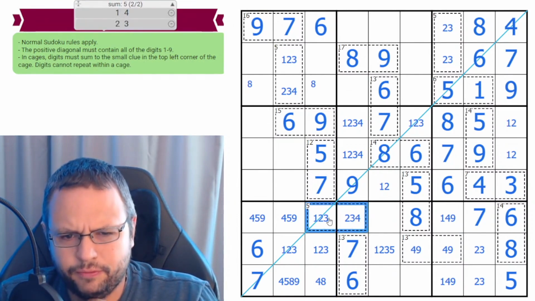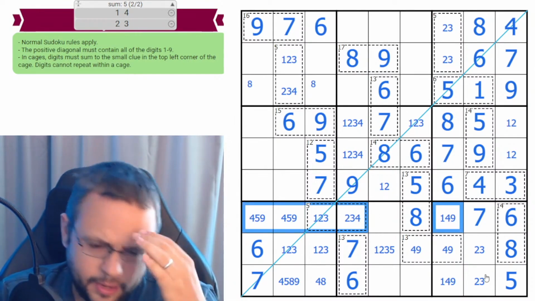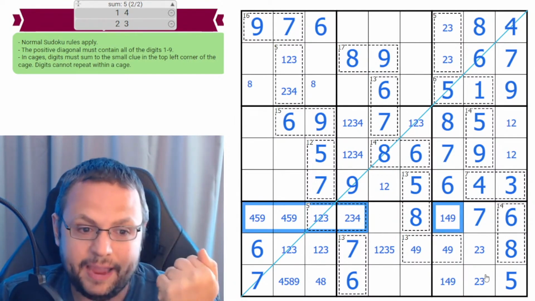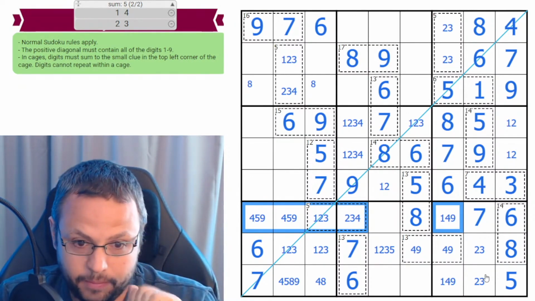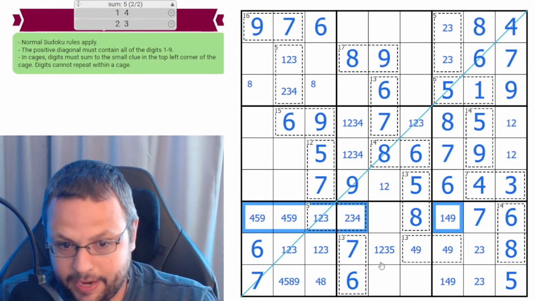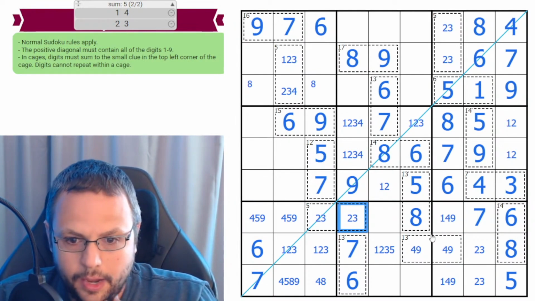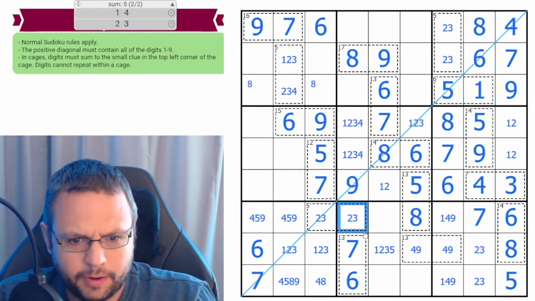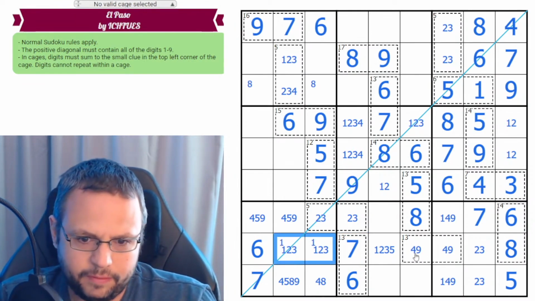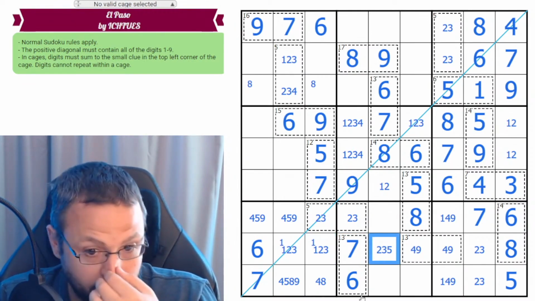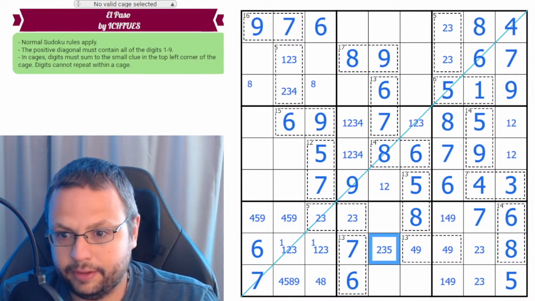If this was a 1-4, that would not work. Because if this is a 1-4, that would be 5 cells from 1459. And I cannot have 4 cells from 1459. That's too many. So this is not 1-4, it's 2-3. I'm suspecting there's probably an easier way to figure that out, but that way works, so I'm going with it. So one of these is a 1, so this isn't a 1. In fact, there's a 1, 2, 3 triple in the row, so that's a 5.